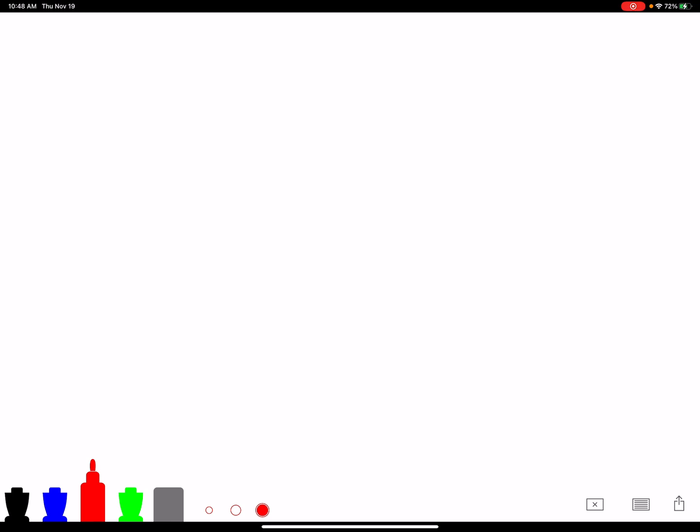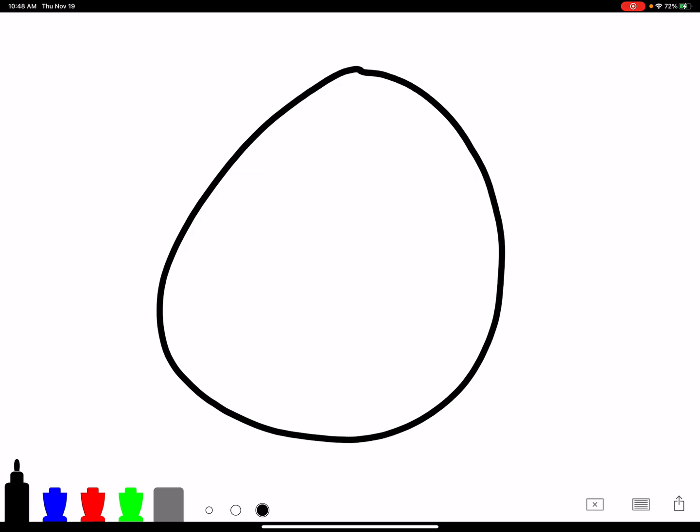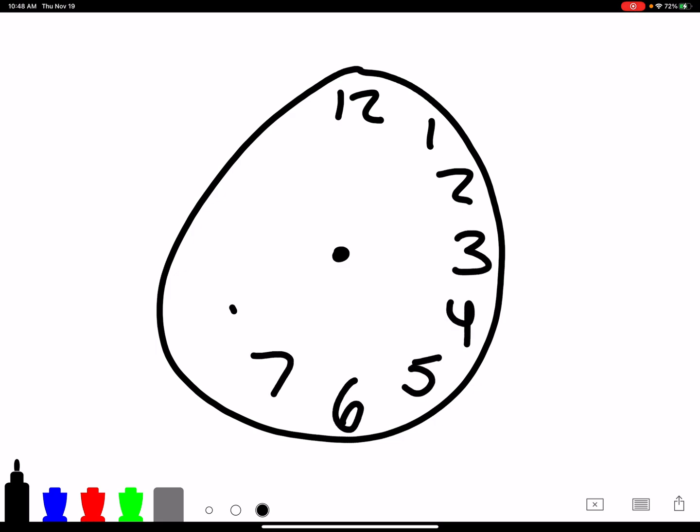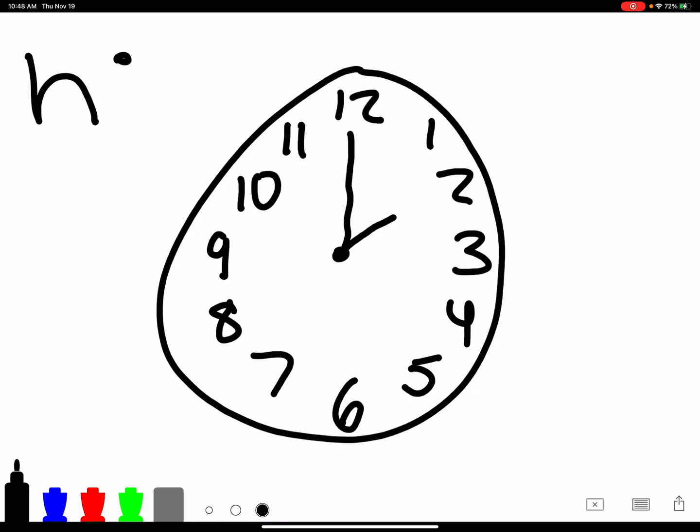Okay, awesome. Now, we have been working on how to read an analog clock. So I'm going to draw an example on my board, so you have to bear with me. Now, there are two hands on the clock. There's a big hand, and then there's a smaller hand. The smaller hand represents the hour, and the bigger hand represents the minutes.